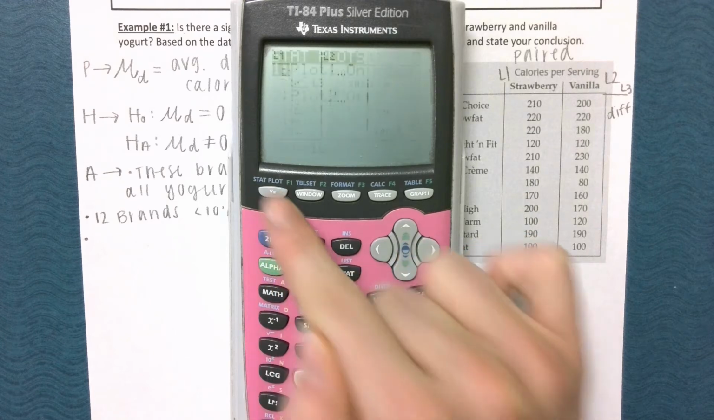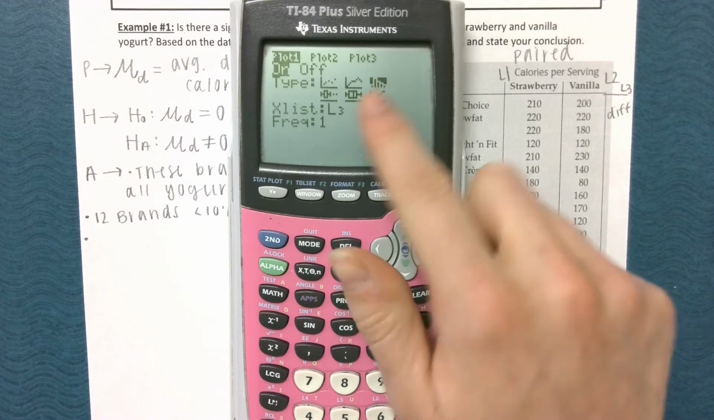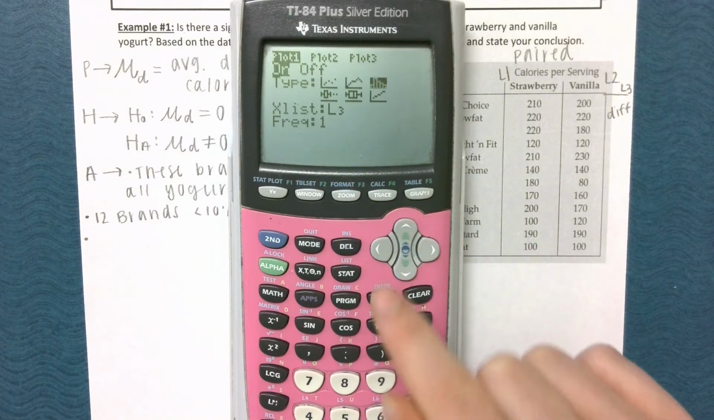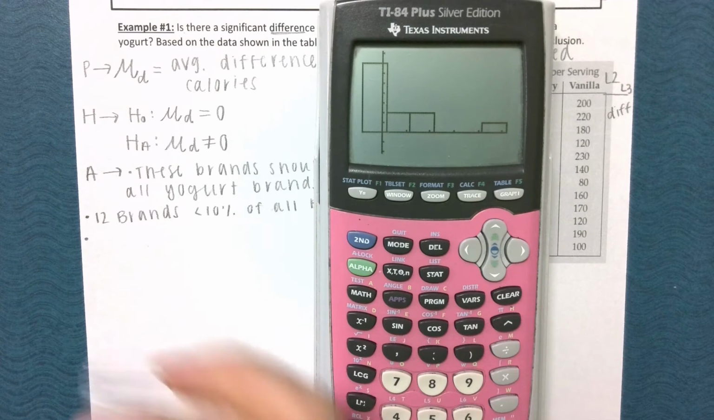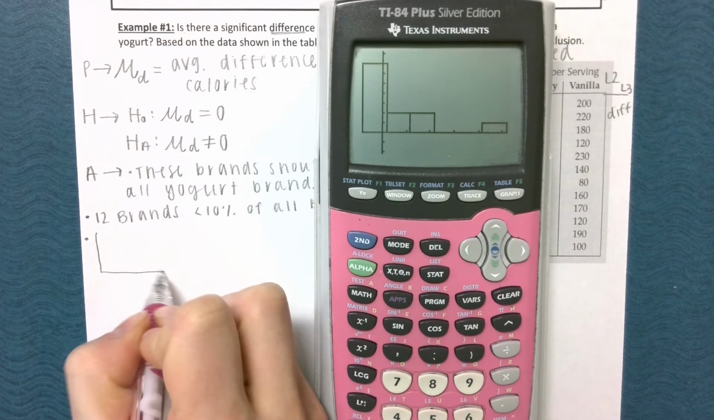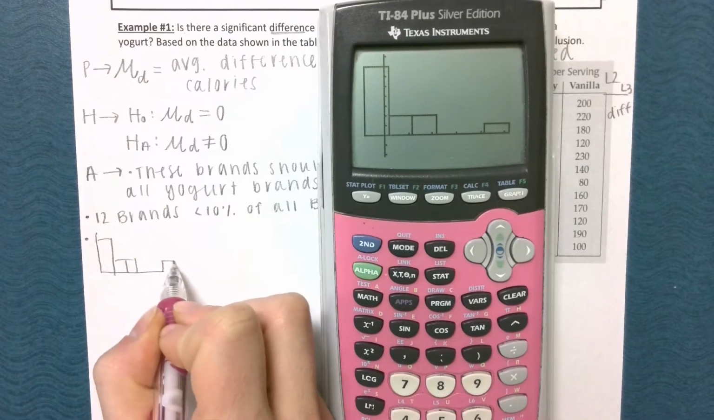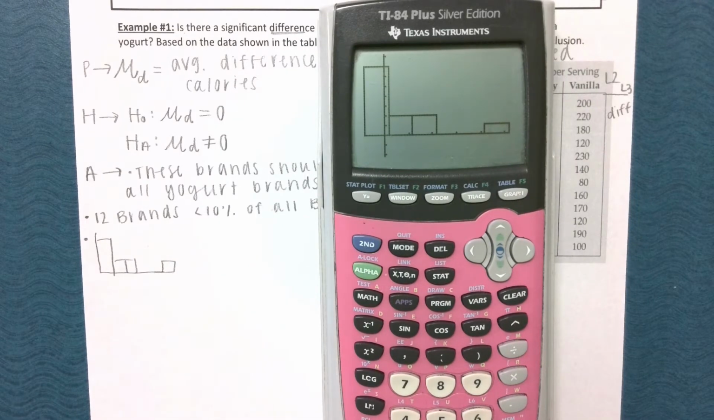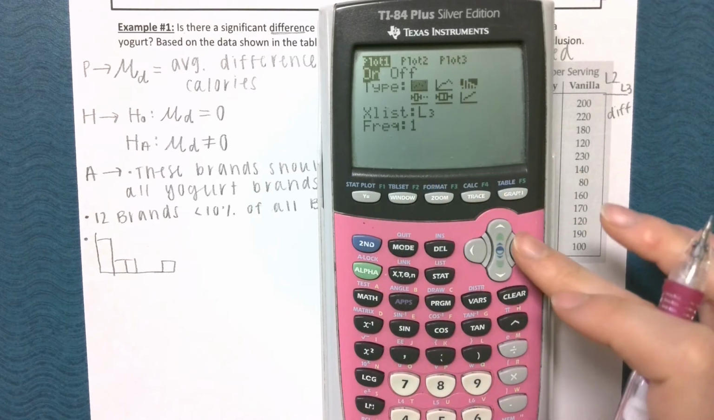So I'm going to second y equals, histogram. Looks like I already have L3 there, so I'm good to just hit zoom 9. Ooh, not looking very normal. This looks extremely skewed. There's like a huge gap and then maybe some outliers there. Let's go ahead and make a normal probability plot, see if it looks any better.